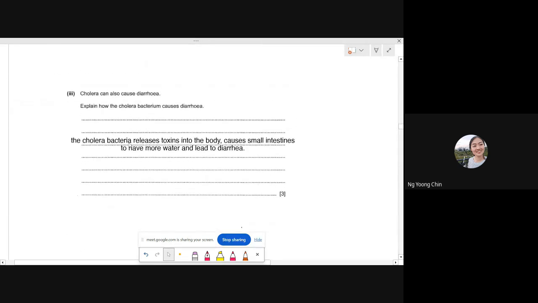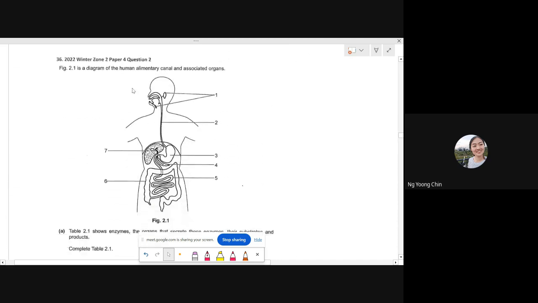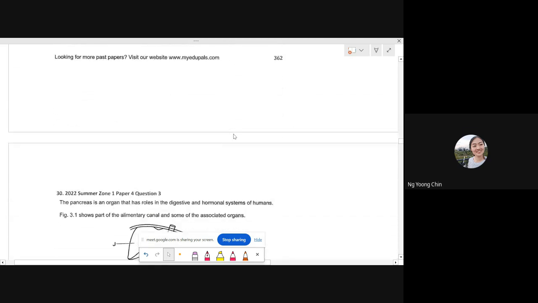And then how cholera cause diarrhea. Okay, so release the toxin in the body. Yeah, correct. And then cause small intestine have more water and leads to diarrhea. Okay, this is what I mean. This sentence, cause small intestine have more water, will be not really correct. You should write in this way. Just now I told you that you can write chloride ions are being leaked out from the intestine cell to the lumen, so they will reduce the water potential. Those points. Okay, I think that this is correct for you.